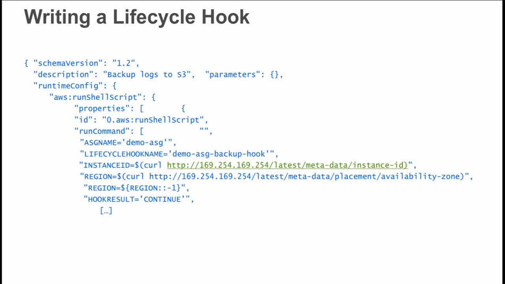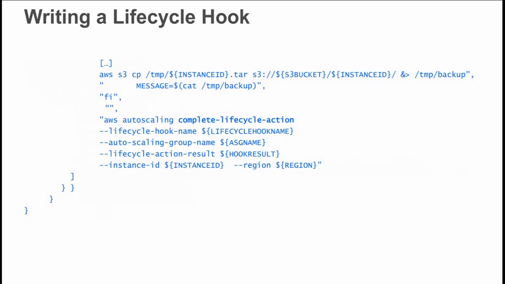This is actually what my run command looks like. It's basically a shell script wrapped in JSON. You can see that it retrieves the instance ID, retrieves the region from the EC2 metadata service, and then all it does really is it does S3 copy, it takes a tar file which I've created in a piece of the omitted code, uploads that to an S3 bucket and a prefix named after the instance ID. And then once it's done, it just uses the AWS CLI to complete the lifecycle action. At this point, you're good to go.